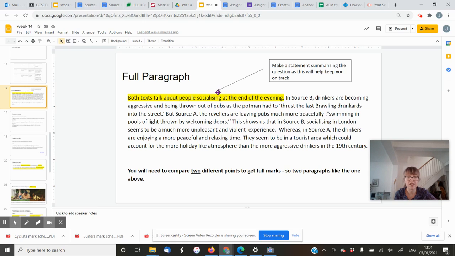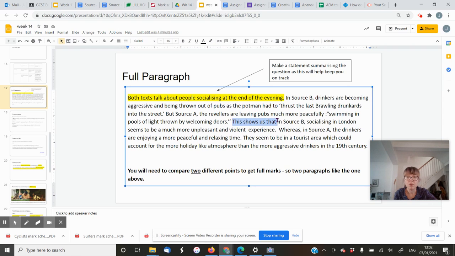In this case, both texts talk about people socialising at the end of the evening. And then we're going into source B, so drinkers are becoming aggressive. So we're explaining it, putting in the quotation to give evidence for that statement. And then doing the same with source A. It doesn't matter if you start with source B or source A, whichever way. This shows us, and then we are getting into the inference part.